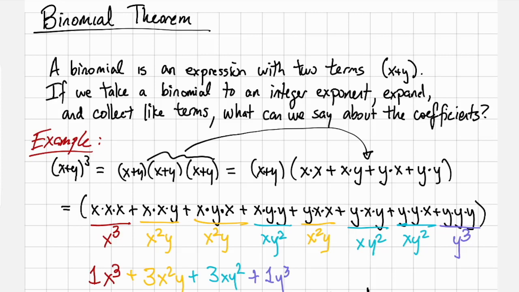Let's talk about one more application of combinations. In fact, we're going to prove the binomial theorem using combinatorics. A binomial is an expression with two terms, like x plus y. If we take a binomial to an integer exponent, then expand and collect the like terms, what can we say about the coefficients of each of the terms?